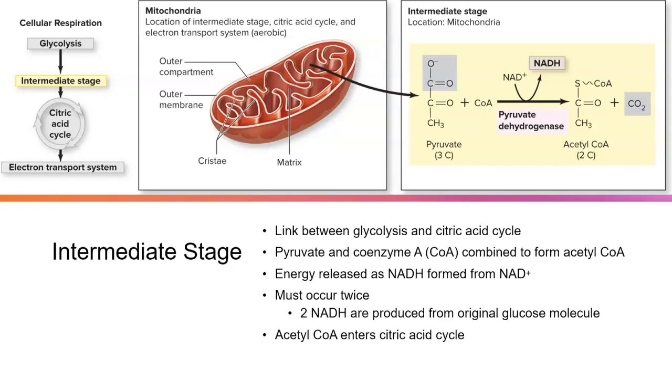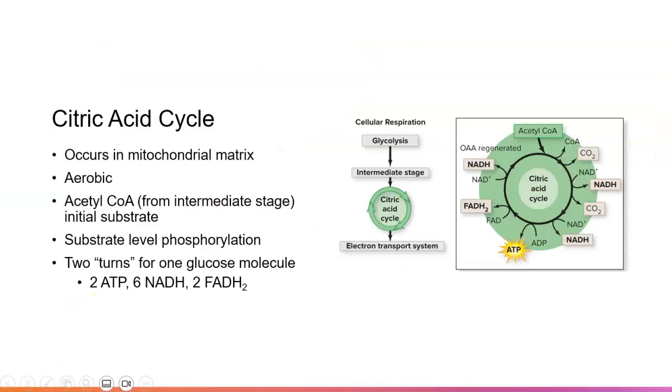But the intermediate stage, again, as I mentioned, is sometimes called transition. And it links glycolysis with the Krebs cycle. So that pyruvate is combined with the coenzyme A, forms acetyl-CoA. Energy is released as we pack our suitcase. It occurs twice because two NAD molecules are produced from that original glucose molecule. Two pyruvates are produced, and the acetyl-CoA then enters the citric acid cycle.